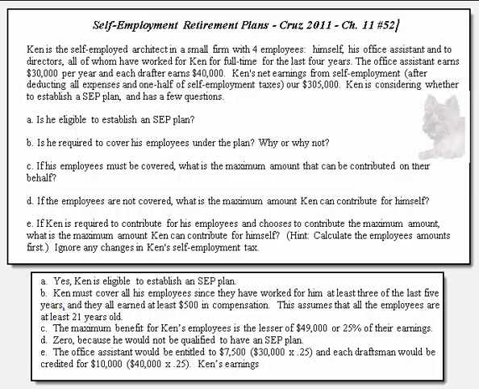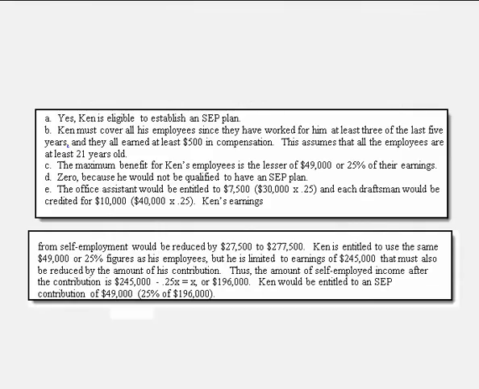Okay, the office assistant would be entitled to $7,500, which is $30,000 times 25%, and each draftsman would be credited for $10,000, $40,000 times 25%. Okay, now I've adjusted the screen so you can see the rest of the answer. Ken's earnings from self-employment would be reduced by $27,500 to $277,500.